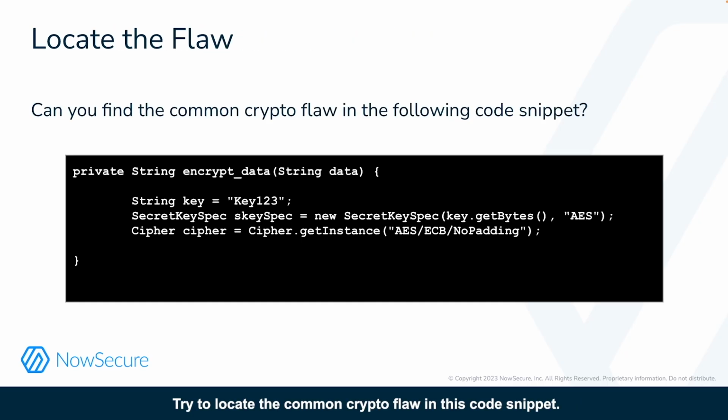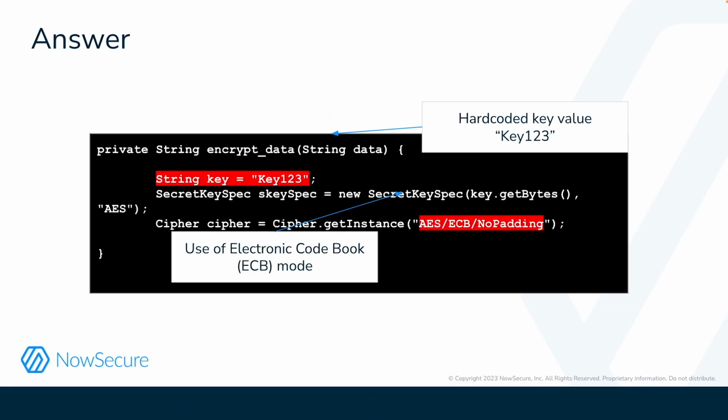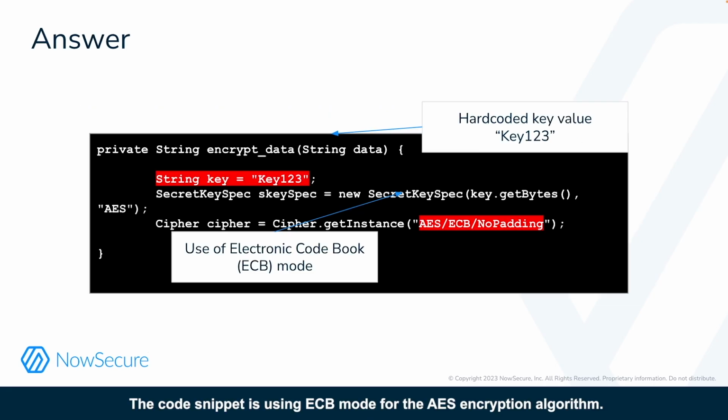Try to locate the common crypto flaw in this code snippet. The code snippet is using ECB mode for the AES encryption algorithm. This algorithm is being used to encrypt the hard-coded key value. This could lead to a compromise of the encrypted key value if the attacker performs cryptanalysis.